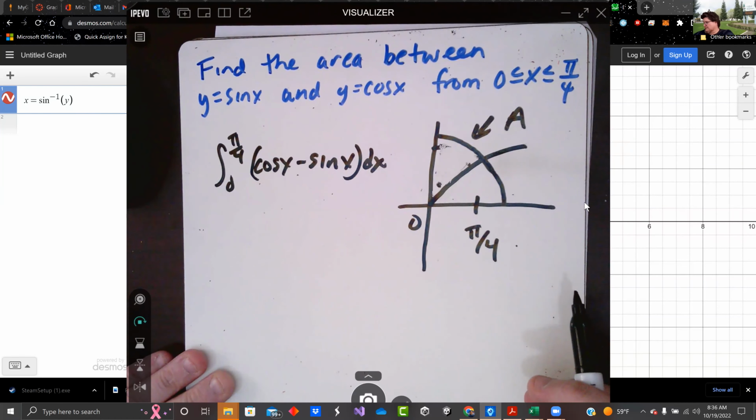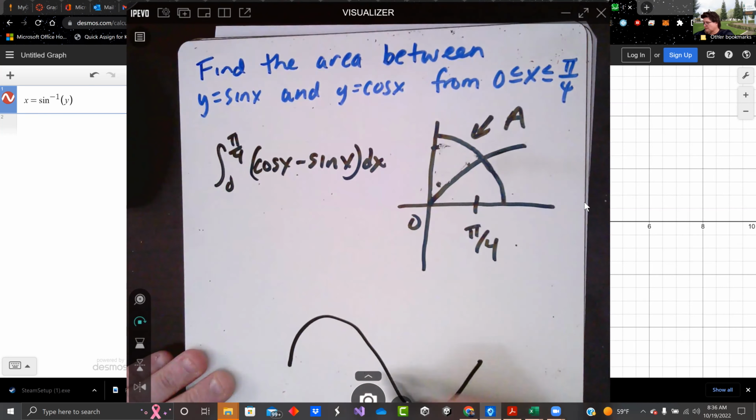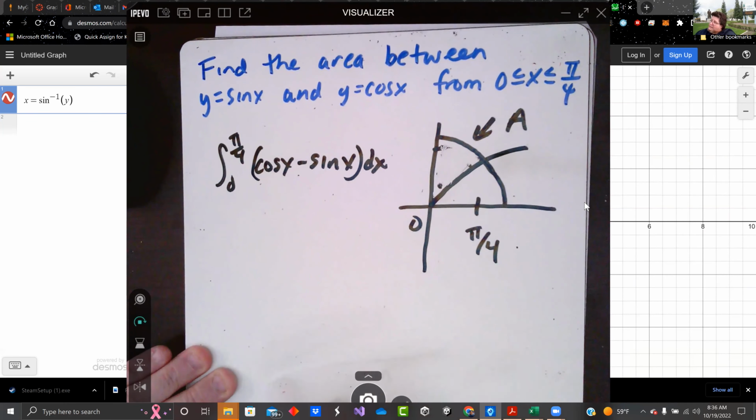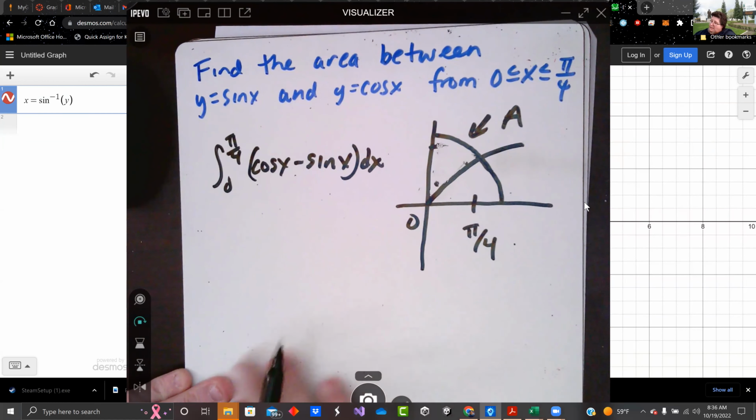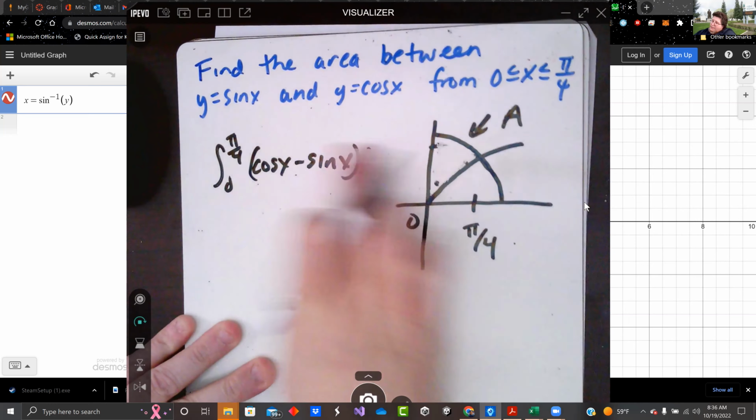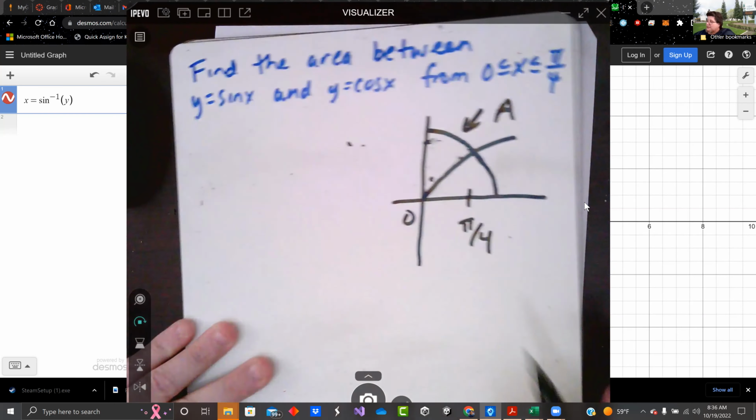Is that where they cross? Yeah, that's where they cross. Or we could look at it like this. We're not going to do that. We're going to use Calc 2 and Calc 3 methods.